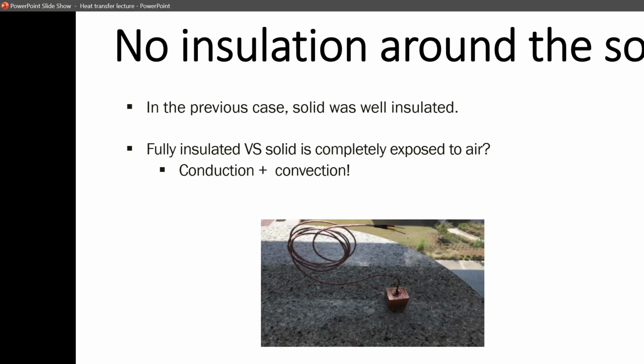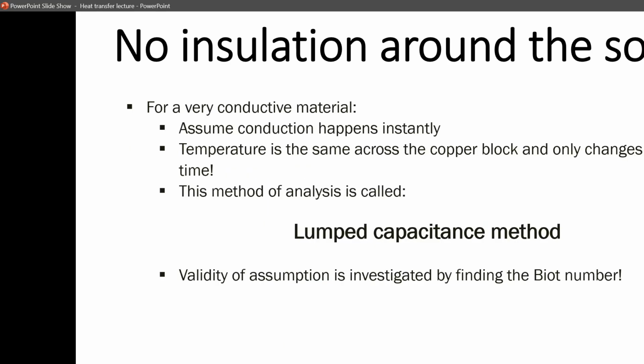But the theory analysis of this is pretty difficult, right? We have convection, we have conduction, and it is also a transient case, right? Literally, we want to see how fast or slow your temperature changes, the copper block's temperature changes over time. So to make things simpler, we have come up with this lumped capacitance method.